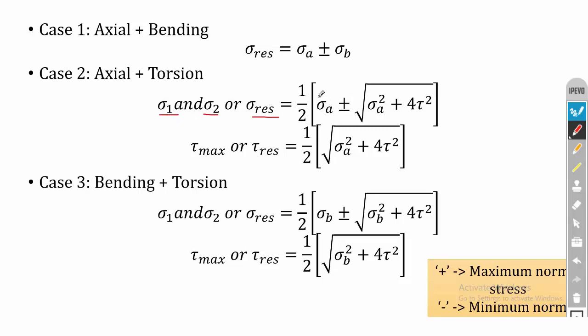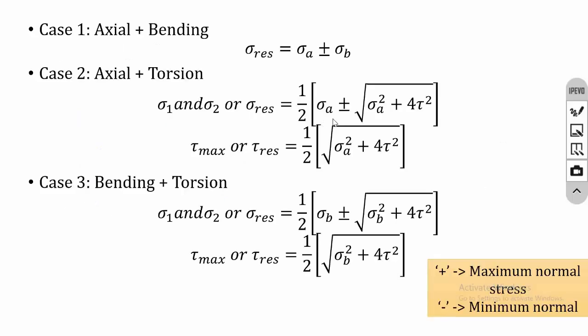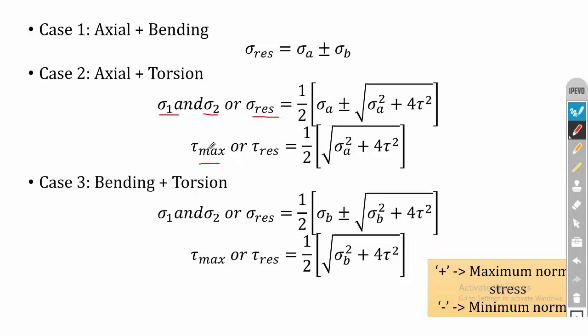Here in this equation, I have replaced sigma x with sigma a, since both are normal stresses. There is no sigma y, that is, no perpendicular stress is acting, so we can neglect sigma y. So it is sigma a by 2 plus or minus half the root of sigma a square plus 4 tau square. Then this is the equation to calculate the maximum shear stress, which can be considered the resultant shear stress in the case of axial plus torsion.